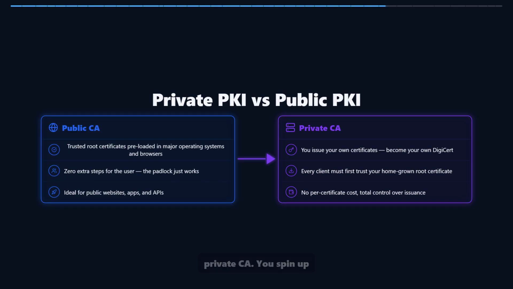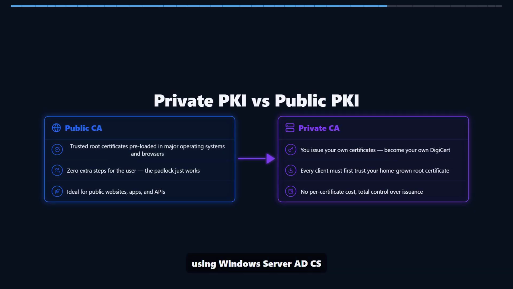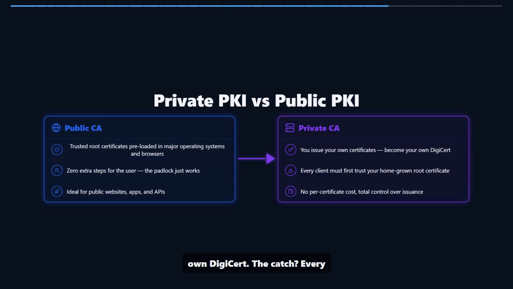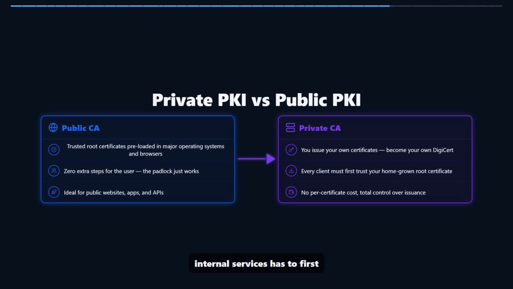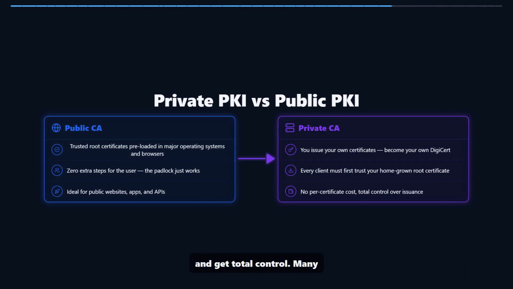On the right, a private CA. You spin up your own, maybe using Windows Server ADCS or a few OpenSSL commands, and become your own DigiCert. The catch? Every client that talks to your internal services has to first trust your homegrown root. It's a bit of legwork, but you pay nothing per certificate and get total control.